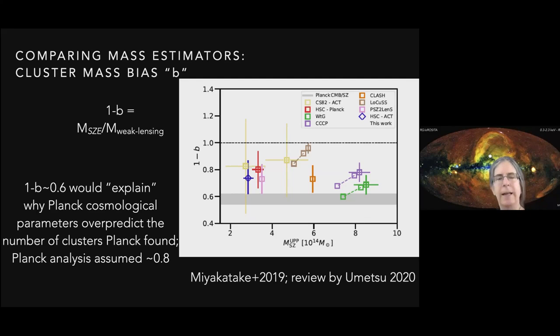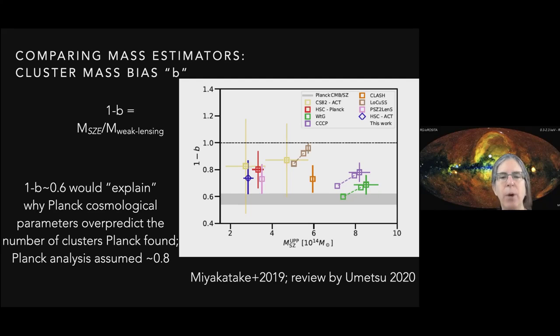And the Planck analysis assumes something more like 0.8, so that there's a 20% shortfall in the mass estimated from this self-similar effect, which is based on the integral of the gas pressure integrated through a cluster that gives you a signal that you would see against the cosmic microwave background. And so you see plotted here, from a 2020 review from Keiichi Umetsu, a number of different estimates for what this bias actually is, based on weak lensing measurements of clusters.